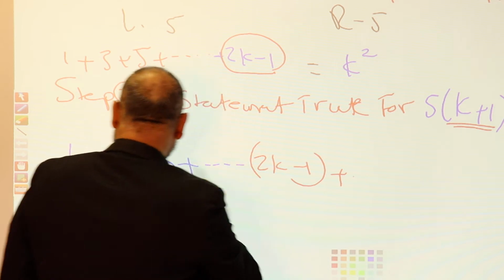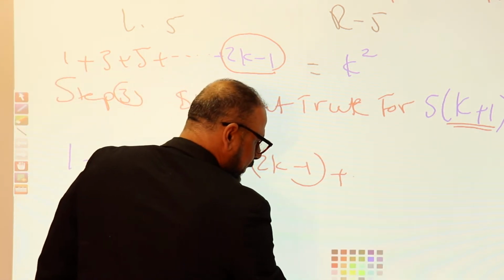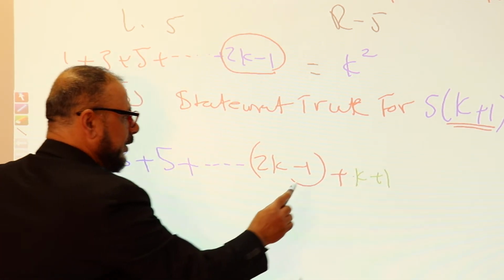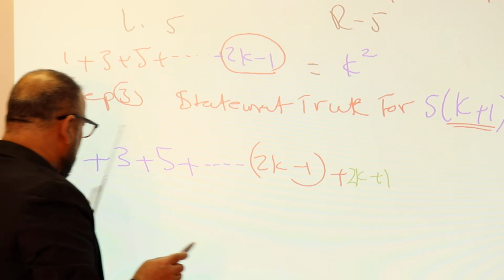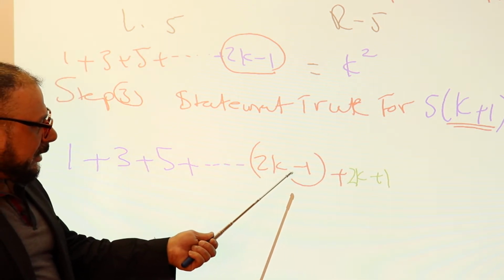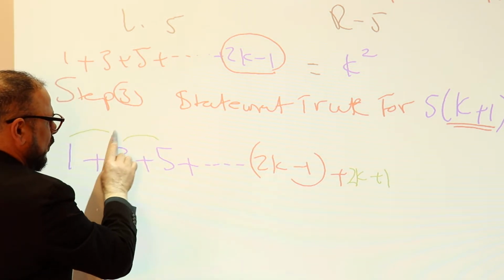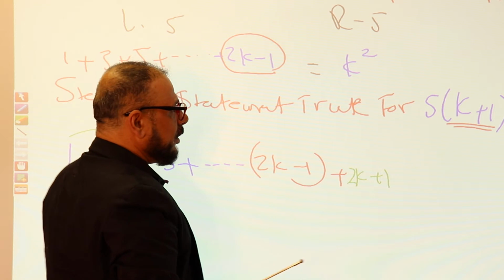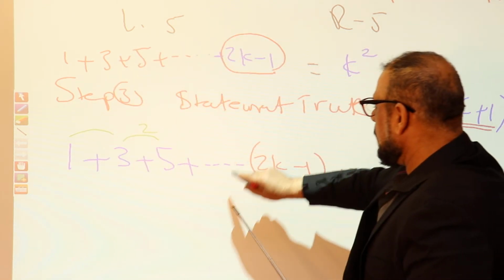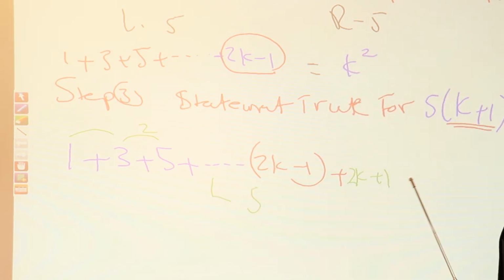This means the term after the last term, let me put it in a different color, green, for k plus 1 is 2k plus 1. Why? Because look here: 1 plus 2 is 3, 3 plus 2 is 5, 2k minus 1 plus 2, because the difference between any two terms is 2. Good? Then we add it in k plus 1 on this side, my left side. Let us go to my right one.